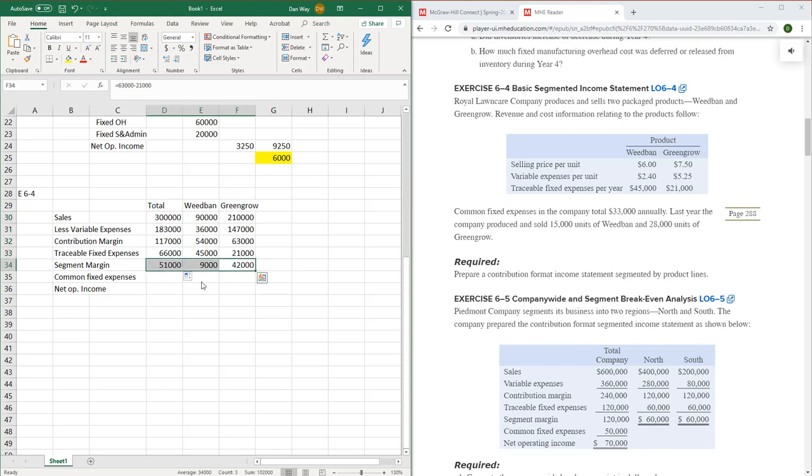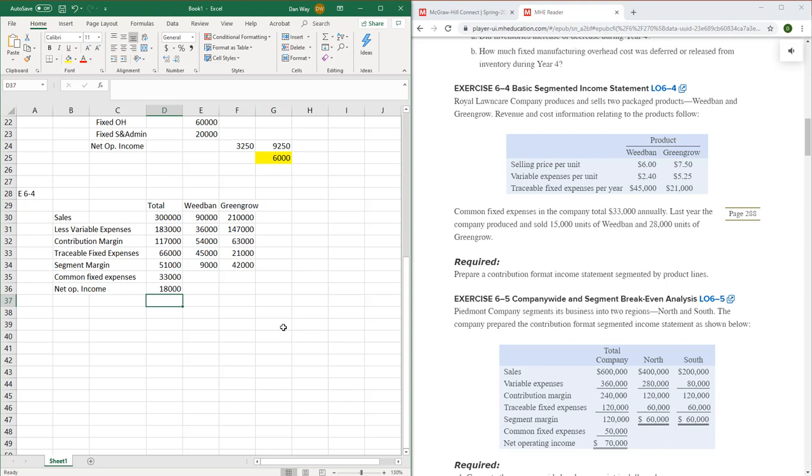So total segment margin, 42,000 from the Green Grow, 9,000 from the Wheat Band, 51,000 total. Now the company as a whole had common fixed expenses of 33,000. So if we deduct those from the total segment margin across all the segments, we get net income of $18,000 company-wide.